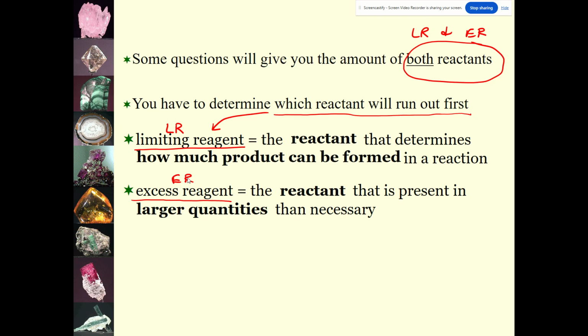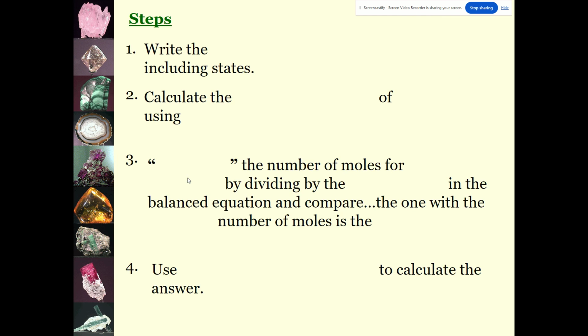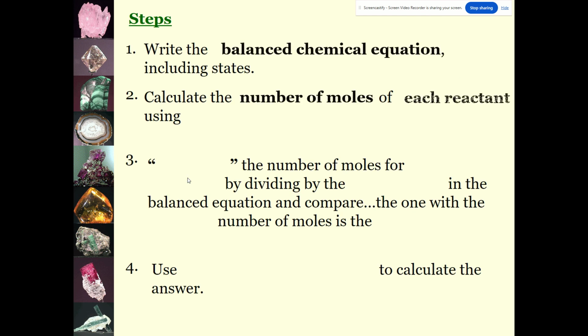It's not just a matter of, let's say you're given the mass of both and looking at which one has a smaller mass. That's not actually how it works, okay? There are some steps that you have to follow. So the first couple of steps are the same for any other Stoich calculation that we've done. We start with a balanced equation.